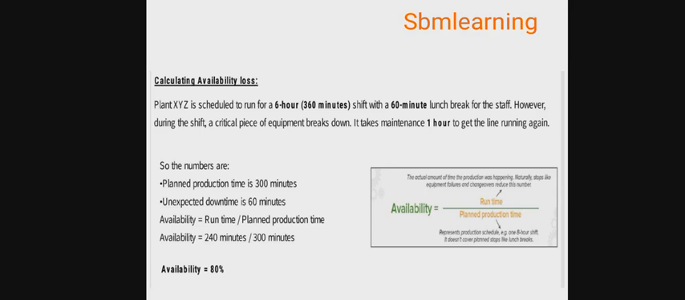So availability is total run time divided by total available time. Total run time was 240 minutes divided by total available time of 300 minutes, and we got the percentage 80. So the availability rate is 80%.